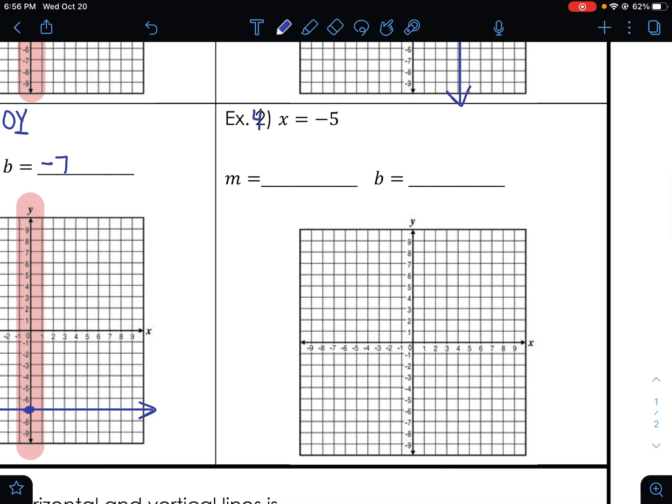It should be example number 4. I apologize for the numbers being mixed up. So, x equals -5. Is this a HOI or a VUX problem? So hopefully you chose VUX. Okay, and since it's a VUX problem, what should our slope be? So hopefully you selected undefined.